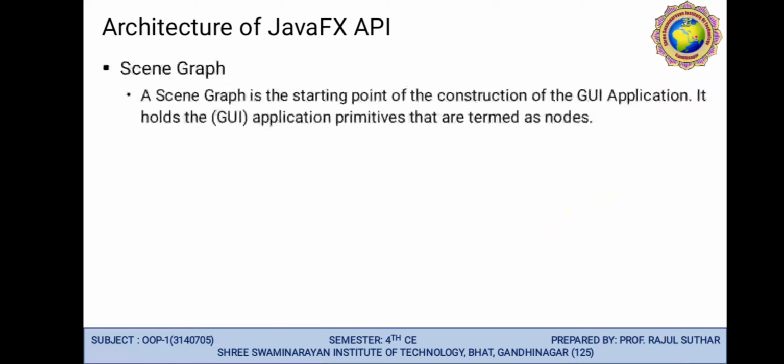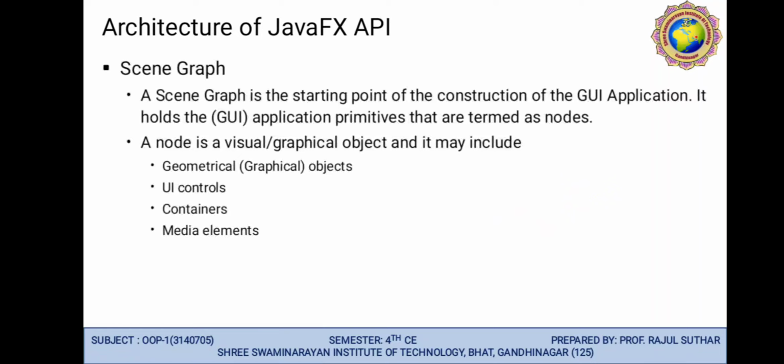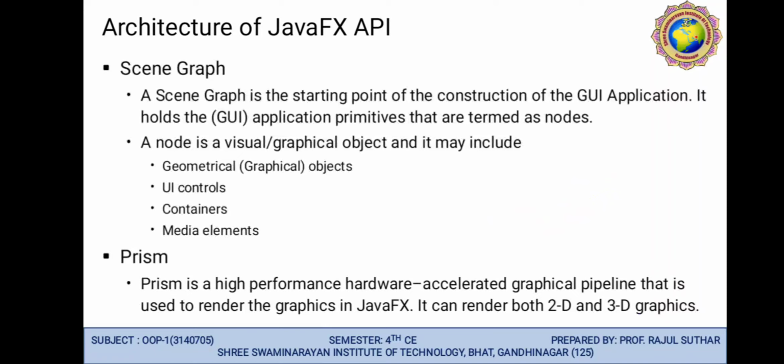What is the actual scene that will be present on your screen? Node is a visual or graphical object of a scene graph. A node may be a 2D or 3D graphics object like circle, rectangle, polygon, and a user interface control like button, checkbox, choice box, text area. All these are covered in the scene graph. So a node is a visual graphical object and it may include geometrical graphical objects, UI controls, containers and media elements.